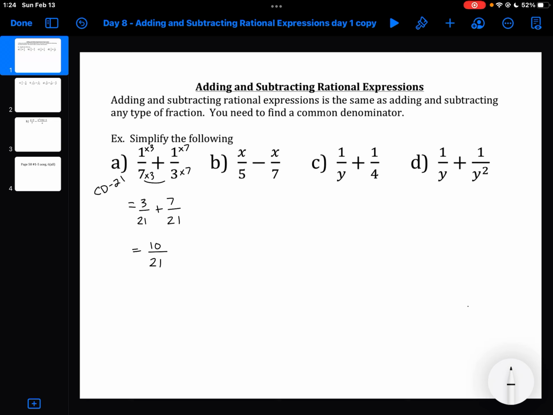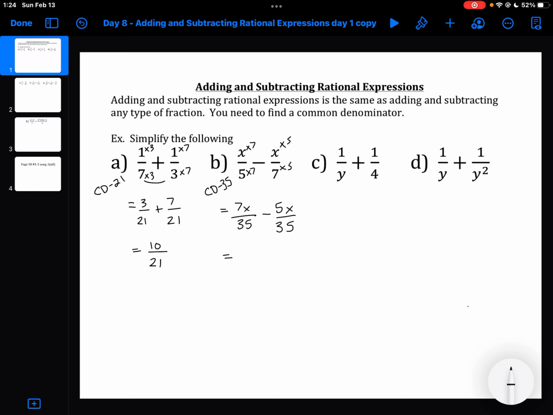In my next one, I've got x's on the top and numbers on the bottom. I find my common denominator in the same way by multiplying the two denominators together, which also happens to give me the lowest common denominator. My left-hand fraction I'm going to multiply by 7, and my right-hand fraction I'm going to multiply by 5. My two new equivalent fractions are 7x over 35 and 5x over 35.